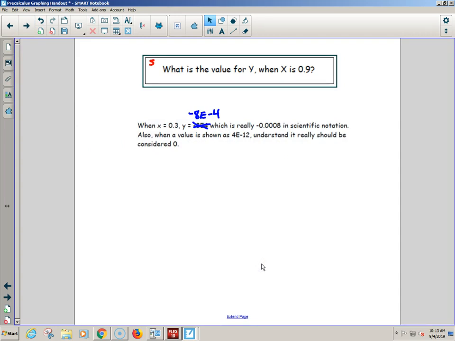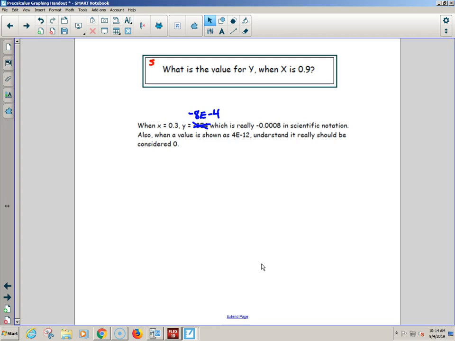If you're checking, we're grading our objectives. We're on number 5 right now. What was the value for 0.9? It should have been negative 0.0008, or negative 8e negative 4. Or negative 8 in scientific notation: negative 8 times 10 to the negative 4. I think there was a typo in the actual handbook.